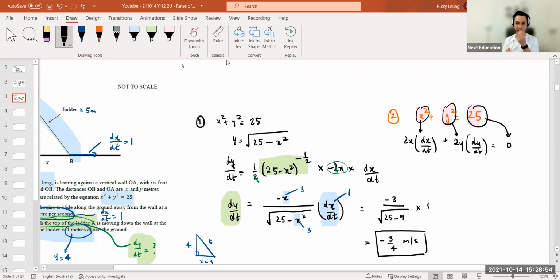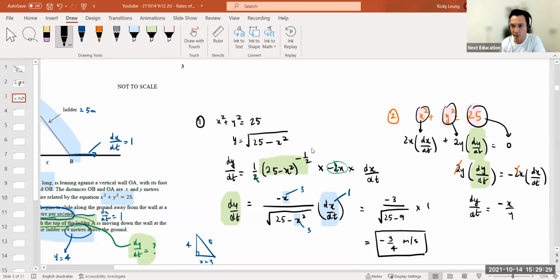Nice. And then I say to myself, okay, what do I need? What do I need to make the subject? I need to make dy/dt the subject, right? Everything else needs to be thrown over the fence. So I'm going to throw 2x dx/dt on the other side first. Yes, the 2's cancel out. And then because I only want this one, the y goes over the fence. So minus x on y.